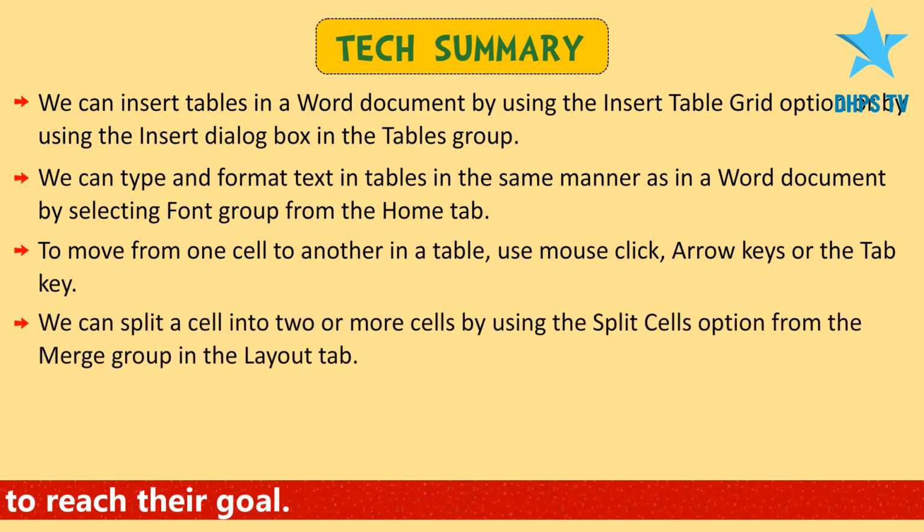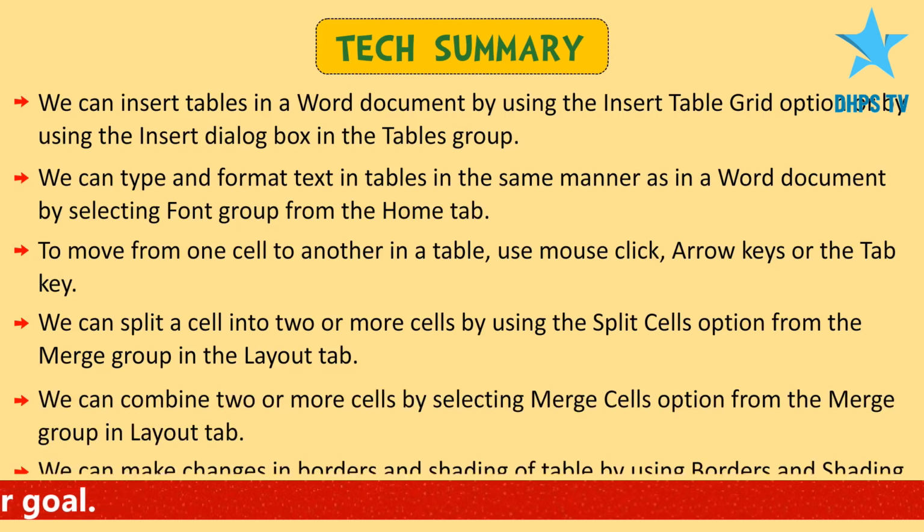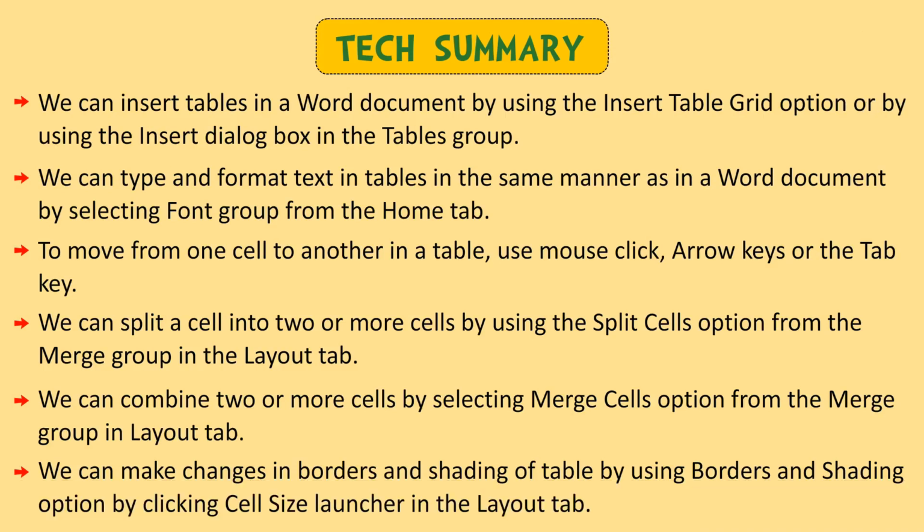We can split a cell into 2 or more cells by using the Split Cells option from the Merge group in the Layout tab. We can combine 2 or more cells by selecting Merge Cells option from the Merge group in Layout tab. We can make changes in borders and shading of table by using Borders and Shading option by clicking Cell Size Launcher in the Layout tab.